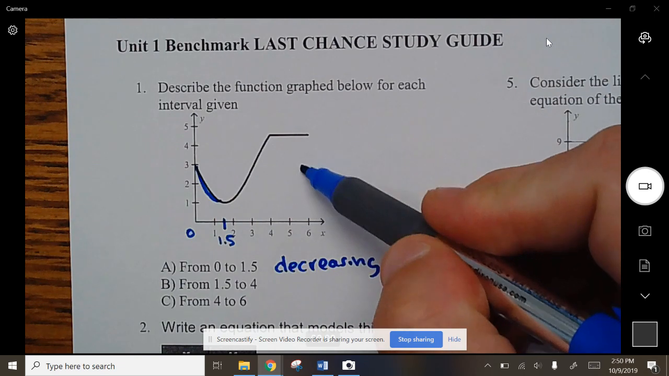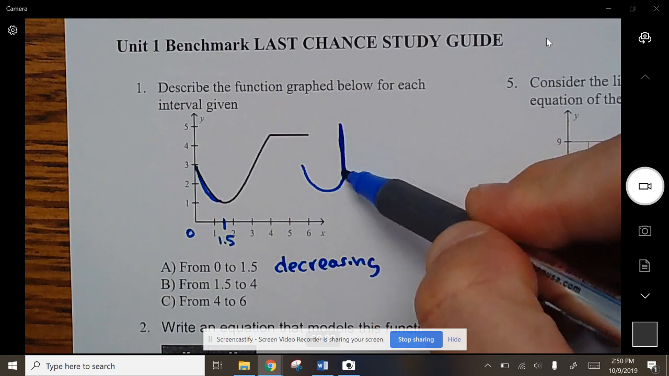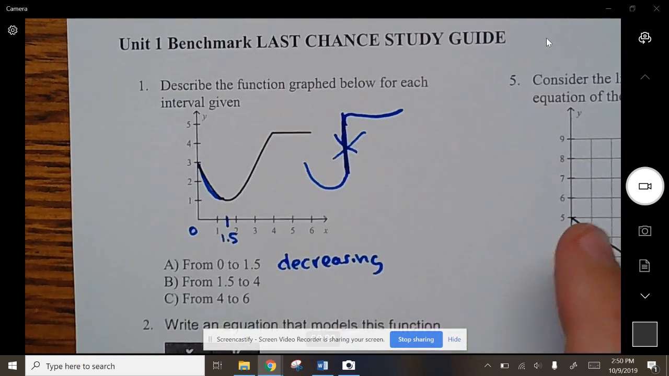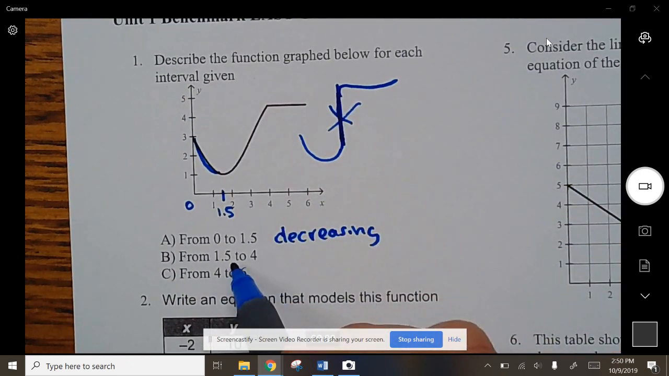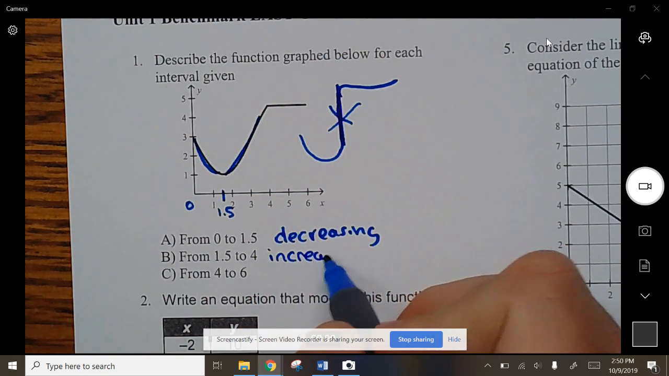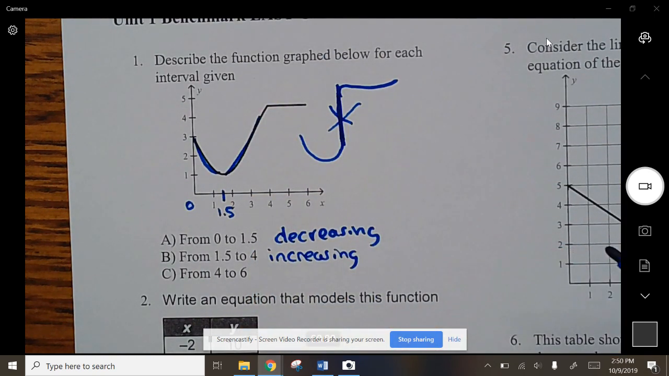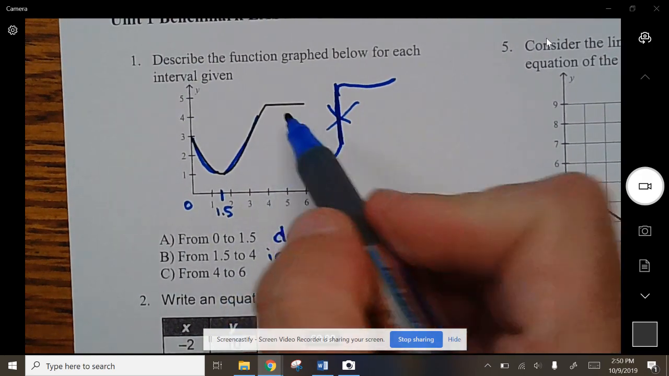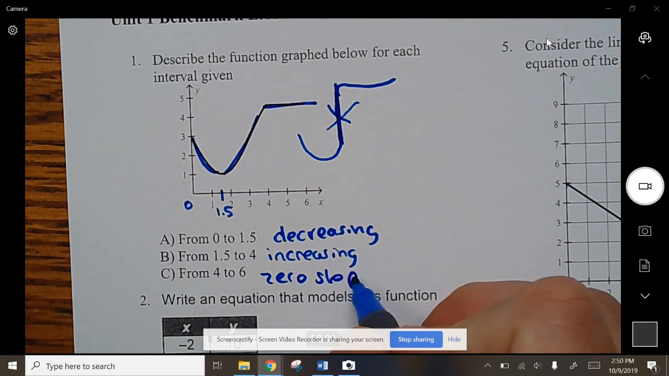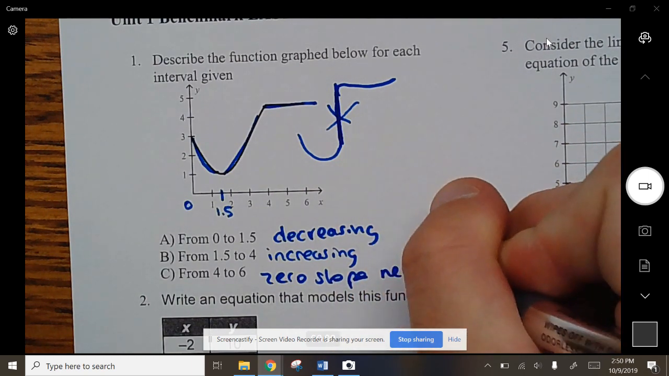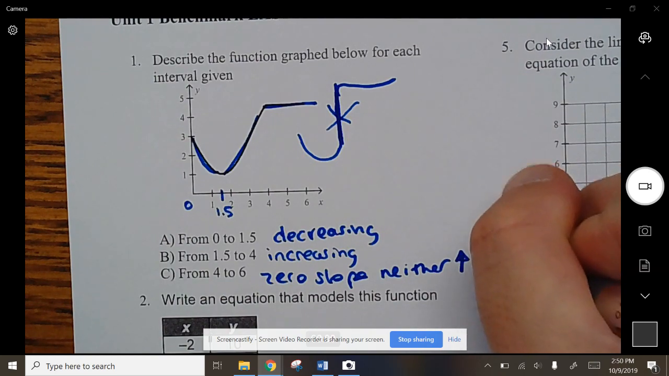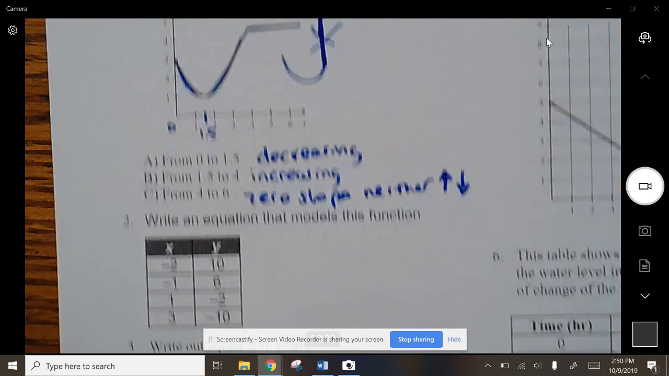If you ever saw something like this and it went straight up, and then it went on, this would make it not a function, okay? Just going over that real quick. Then from 1.5 to 4, as we do this, it is now increasing, okay? And then from 4 to 6, it is a zero slope, which means it is neither decreasing or increasing, okay? Neither going up or down, okay?